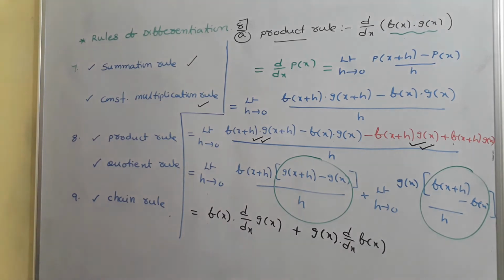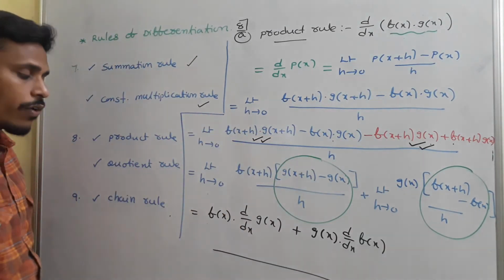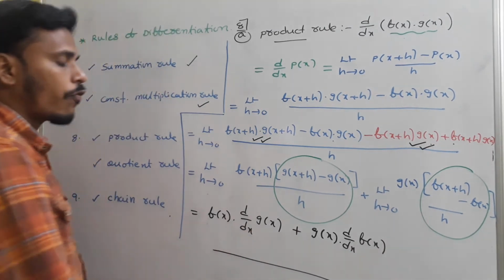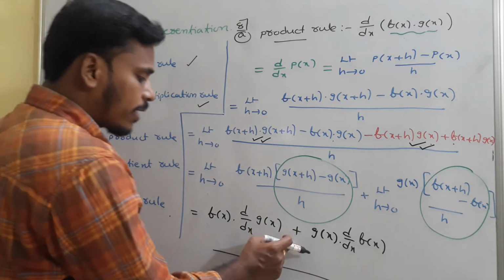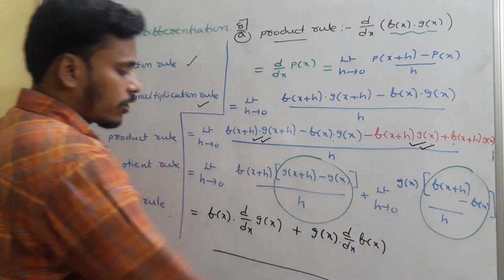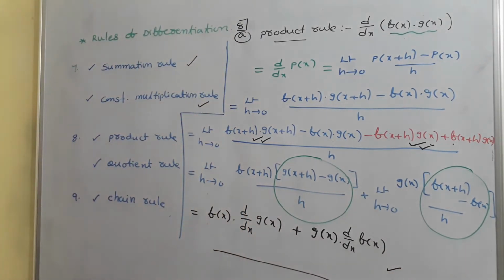So finally, just have a look, d by dx of the product f of x into g of x is simply f of x, first function, into d by dx of g of x, derivative of second function, plus g of x, second function, into d by dx of the first function. And finally, this is your product rule to solve many problems. Have a look.